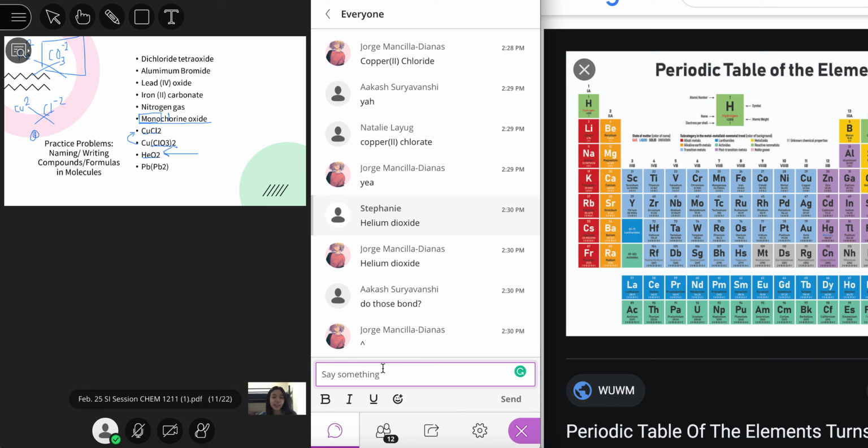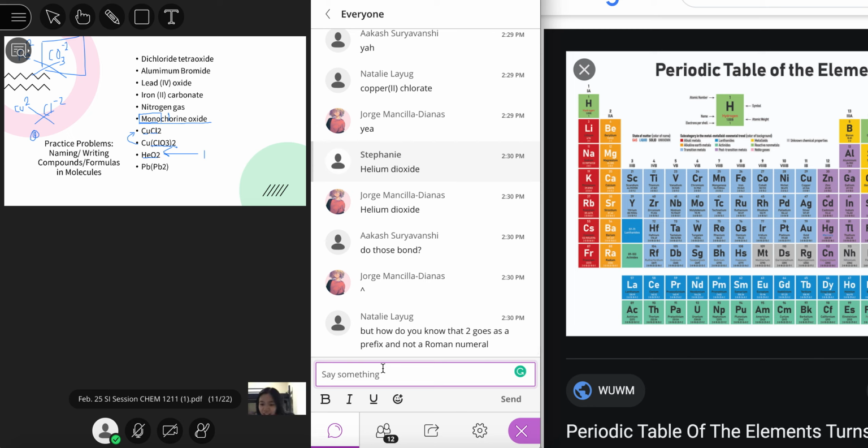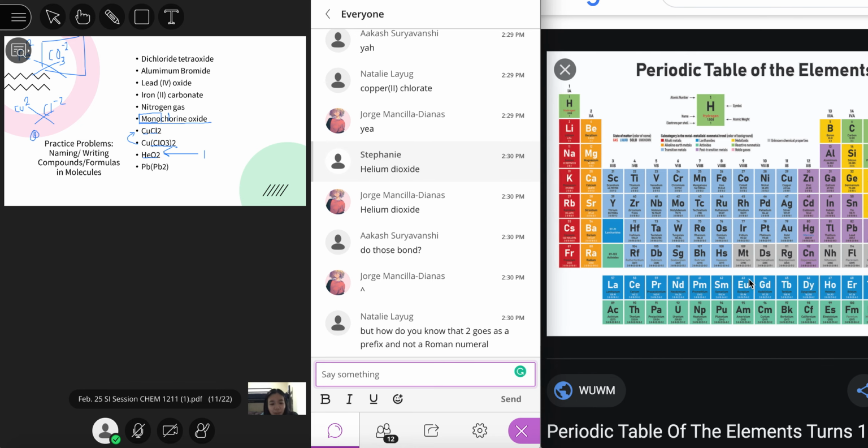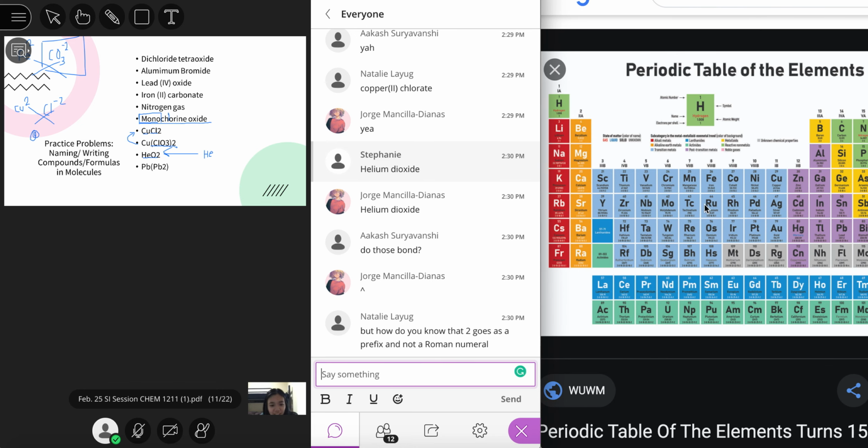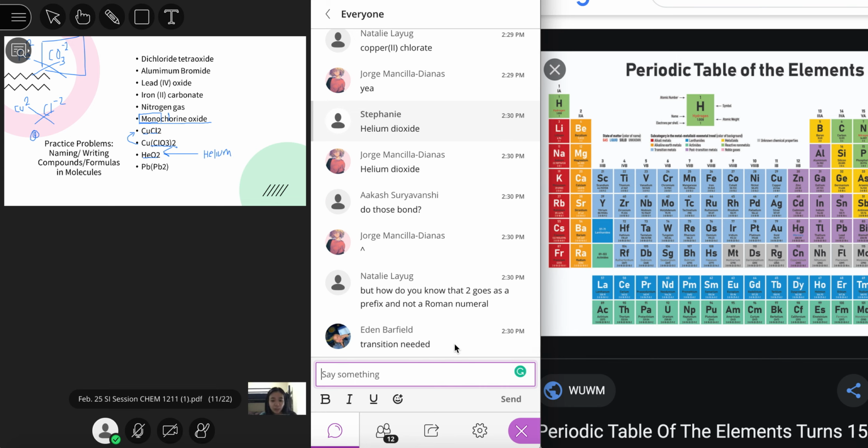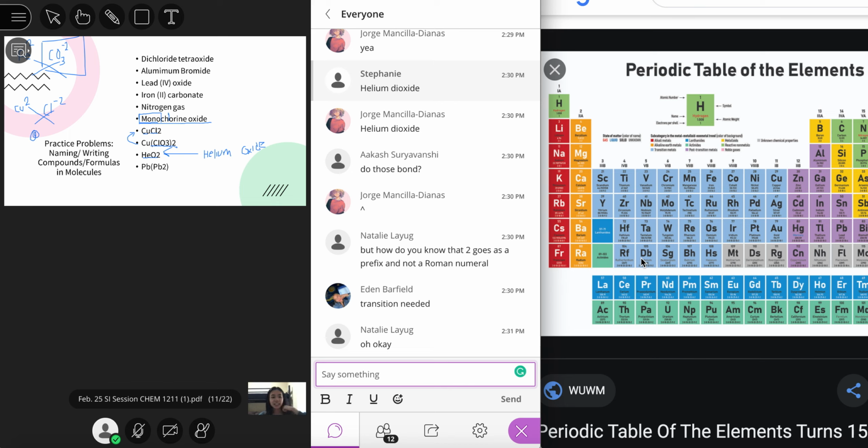You probably won't have an example like this, but it's actually helium oxide. What example are you talking about when you say that? By the way, helium, it's just helium oxide. I know it's confusing because there's a 2 right there, but there are exceptions to certain rules, and that's an example. The 2 goes with the prefix, not a Roman numeral. Like ionic compounds, they don't even have prefixes, so you don't have to worry about that. We're good on that.